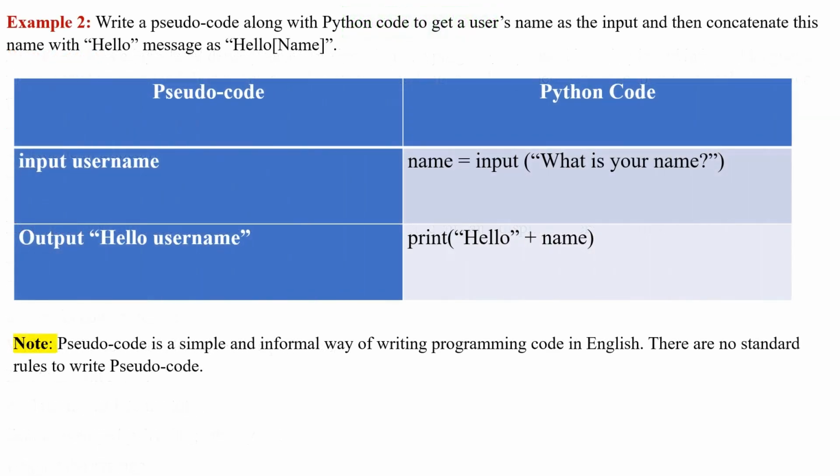Let's see another example. Write a pseudocode along with Python code to get a user's name as the input and then concatenate this name with hello message as hello, name. Pseudocode is a simple and informal way of writing programming code in English. There are no standard rules to write pseudocode. So we just get the username as input and display the output. But, in Python code, we follow some syntax or rules to get input and store in a variable and print the output.